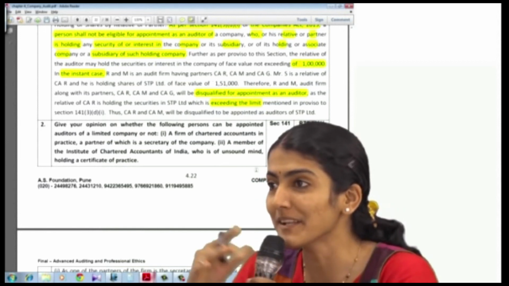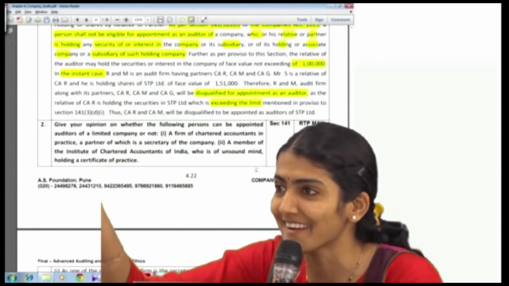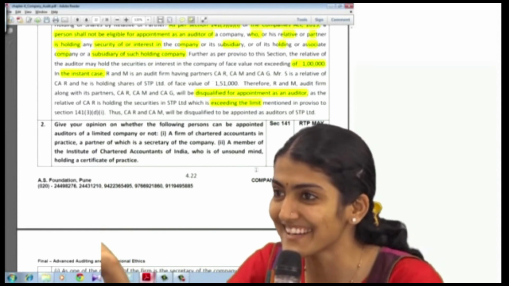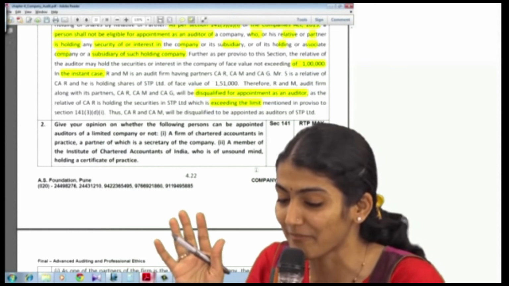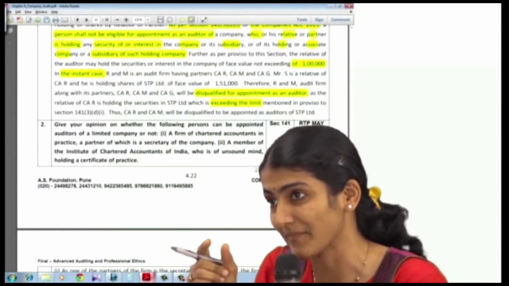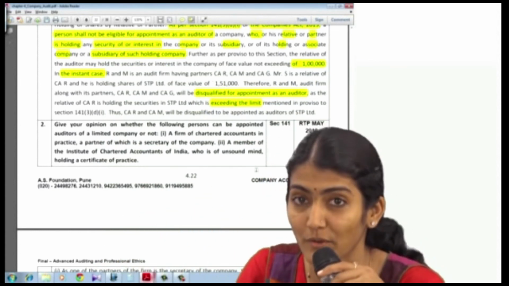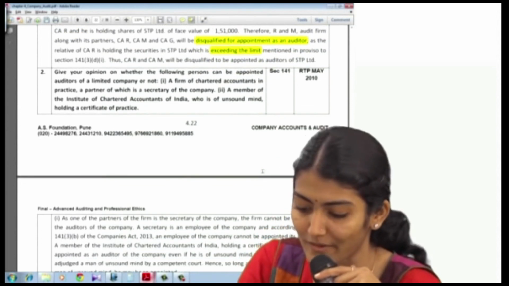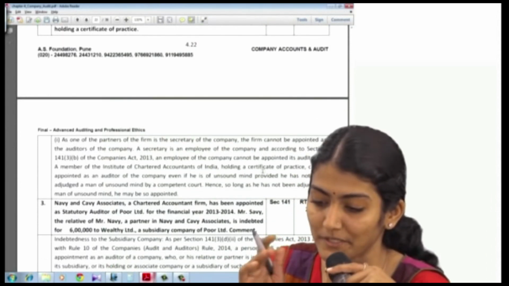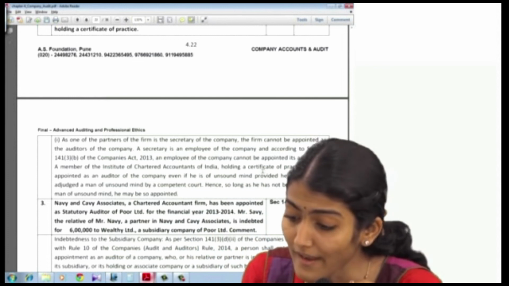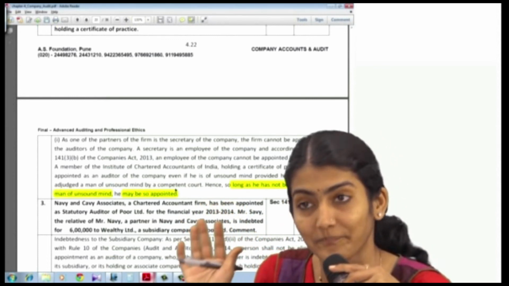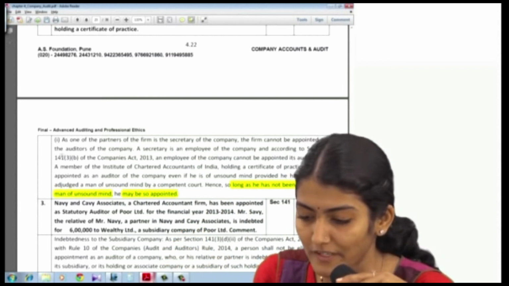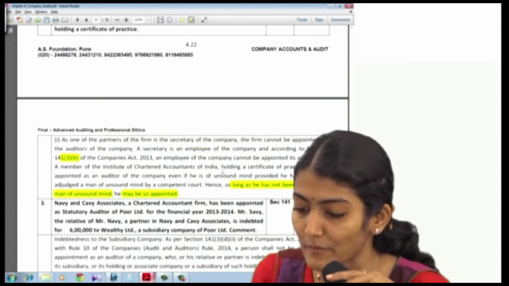Normally, you people also say this to each other, like, what, man? You understand? So it says any one of you saying it to each other doesn't make a difference. It says the court should say. Adjudged so by a competent court. So till the time the court does not say so, he is qualified to do the audit. So long as he has not been adjudged a man of unsound mind, he may be so appointed. Right? So 141(3)(b), and then second, unsound mind.